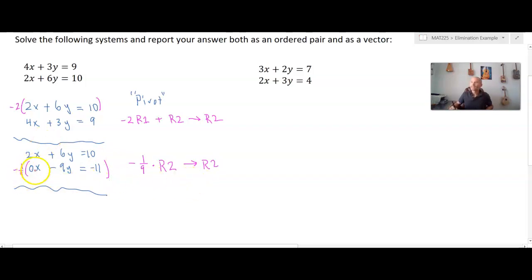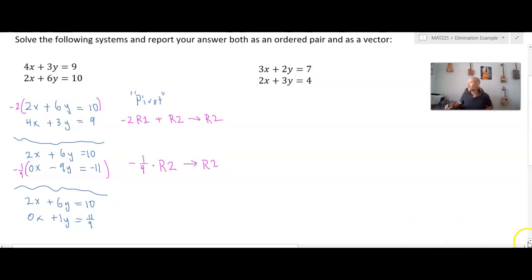Before I do that, I'm going to copy down the first row here. Negative 1/9 times 0 is 0. Negative 1/9 times negative 9 is 1. And negative 1/9 times negative 11 is 11/9.